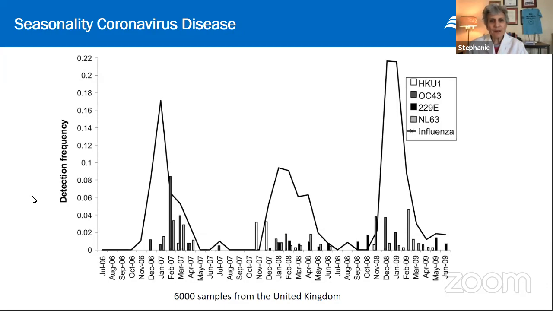So this is an interesting graph. This is a data set, as Graham just said, of about 6,000 nasal swabs, so nose swabs, of individuals in the UK over several years. So this group was trying to see what the seasonality was of different coronaviruses and comparing that to the influenza virus seasonality. So if you take a look at this graph, the solid line with the highest peaks show nasal swabs that had active influenza virus in them.